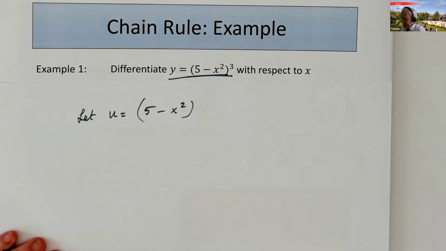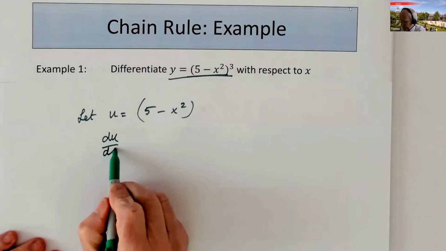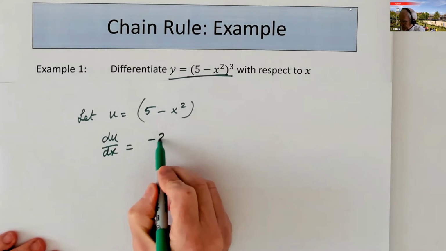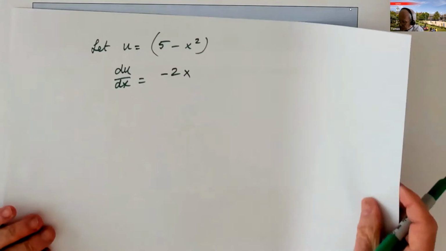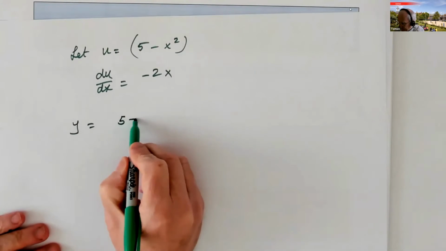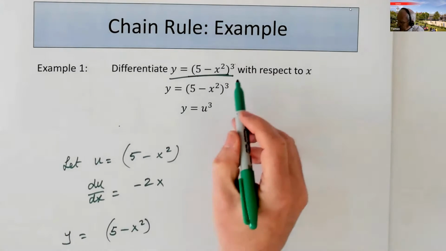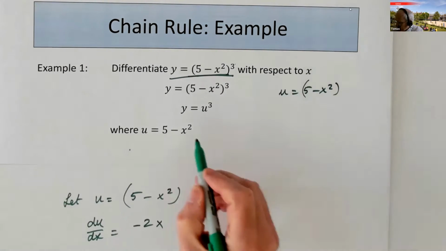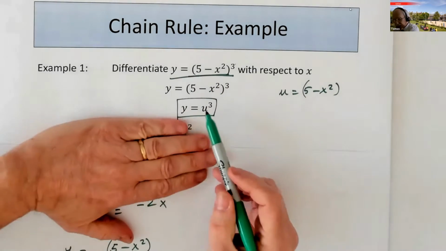And it just simplifies it. Now again, you're making it up, but du dx here would be, well, if that was y and that was x squared, it'd be minus 2x. And we just write that down. But also, y used to be equal to 5 minus x squared, cubed. If I say u is equal to 5 minus x squared, y is equal to u cubed. So that seems like an easier question.